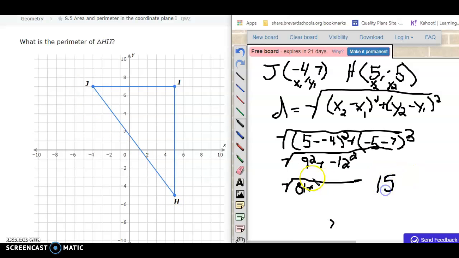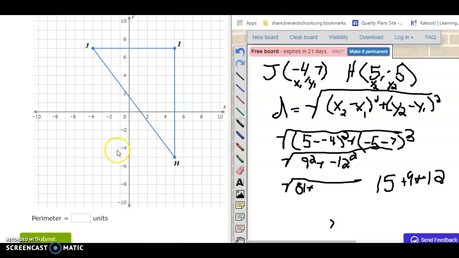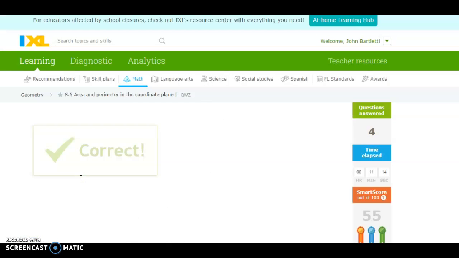So to find perimeter, I need to add all my sides. So I have 15 plus, now these ones I can just count. 1, 2, 3, 4, 5, 6, 7, 8, 9. Plus this side, 1, 2, 3, 4, 5, 6, 7, 8, 9, 10, 11, and 12. So then I add all of those to find my perimeter. 15 plus 9 plus 12 gives me a grand total of 36.